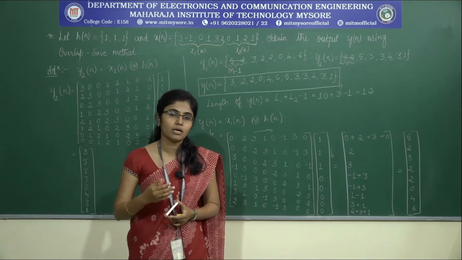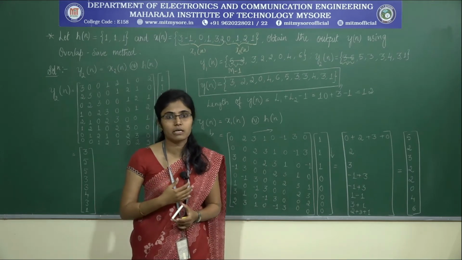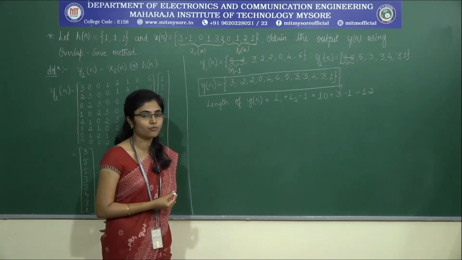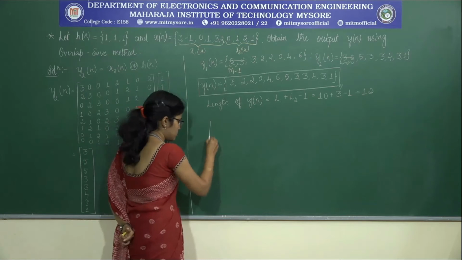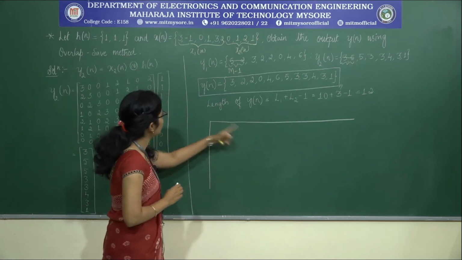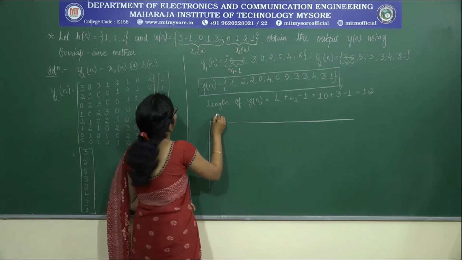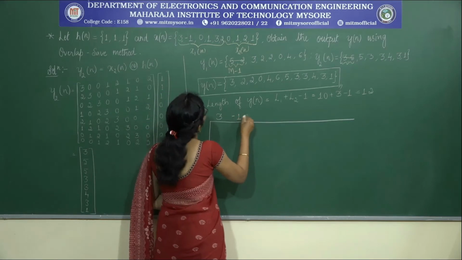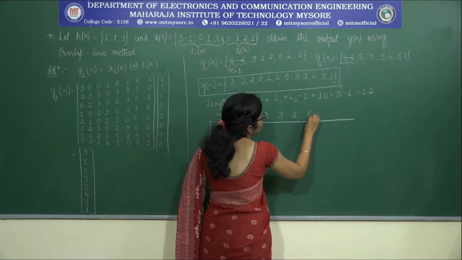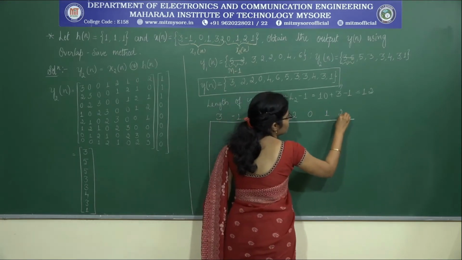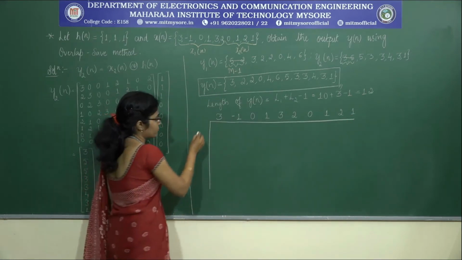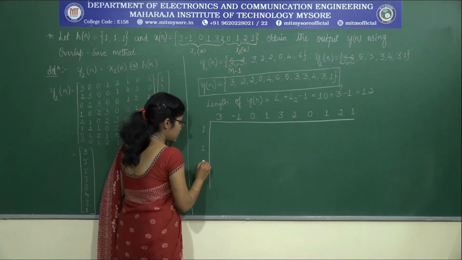Now let us see how to verify this using the linear convolution method. After finding the output, we need to verify this. In order to verify this, we can go for linear convolution. So how to do that? Draw a table like this. At the top of this line, write down the sequence x of n, that is 3, minus 1, 0, 1, 3, 2, 0, 1, 2 and 1. Here write down the samples of h of n. We have 1, 1 and 1.